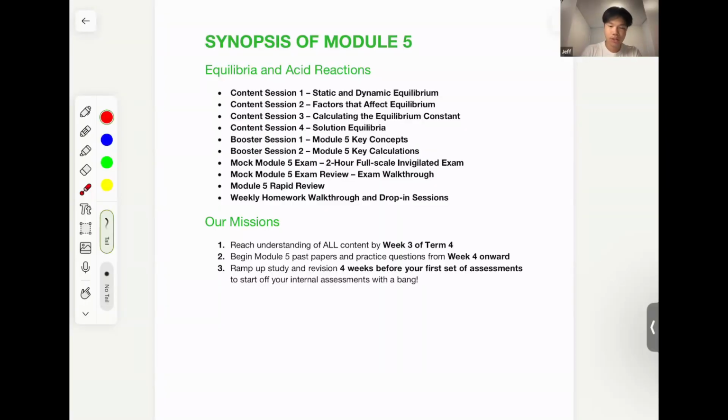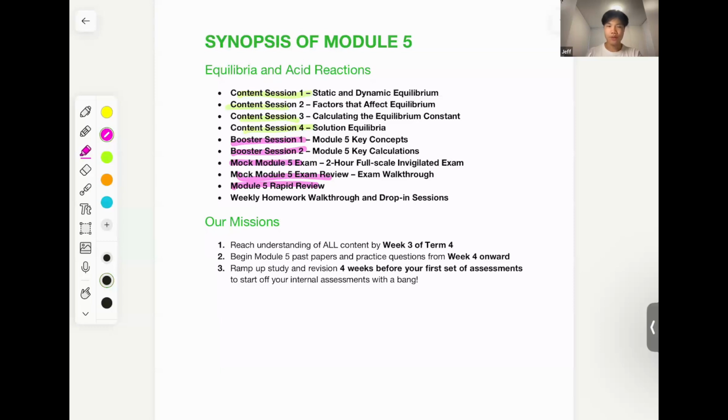So over the last few weeks, we've essentially had 4 content sessions where we covered all of the content. We then did 2 sessions where we went over common questions, the key concepts and the key calculations. Then we sat the full scale exam and we reviewed it last week. And that brings us to this week, which is the final of 9 weeks, which is the Module 5 review.